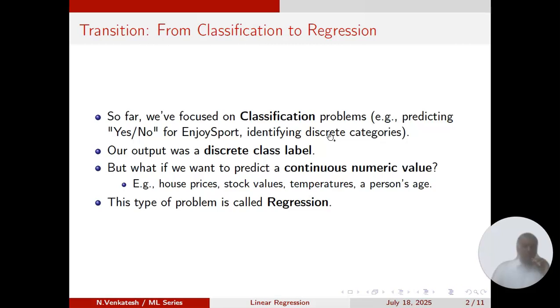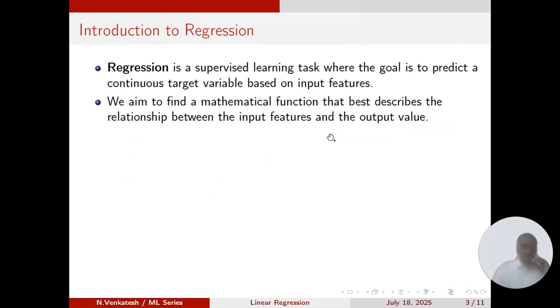So the basic difference here is, if it is prediction of a discrete class label, then it is a classification problem. If it is predicting a continuous numerical value, then it is a regression problem. So let us try to understand this regression problem with examples.